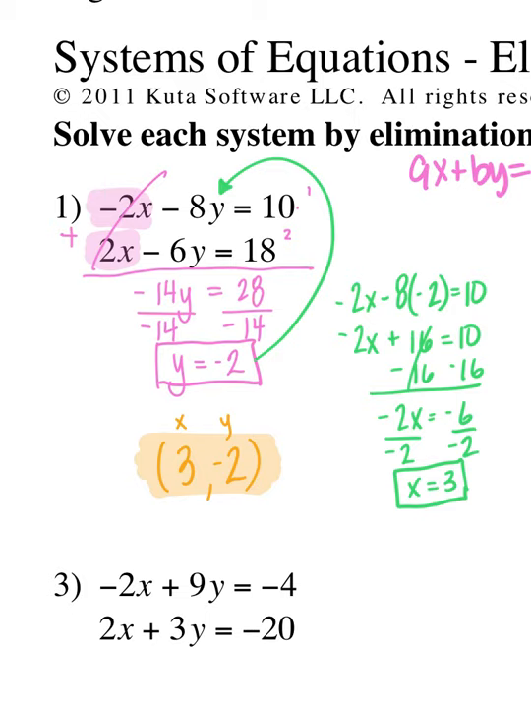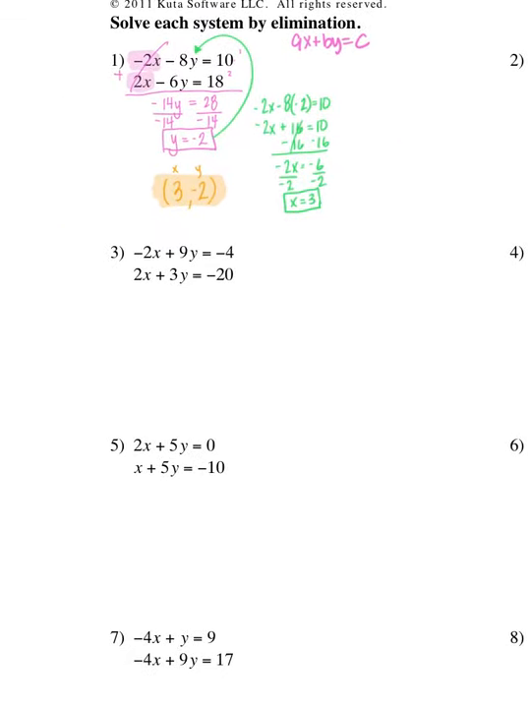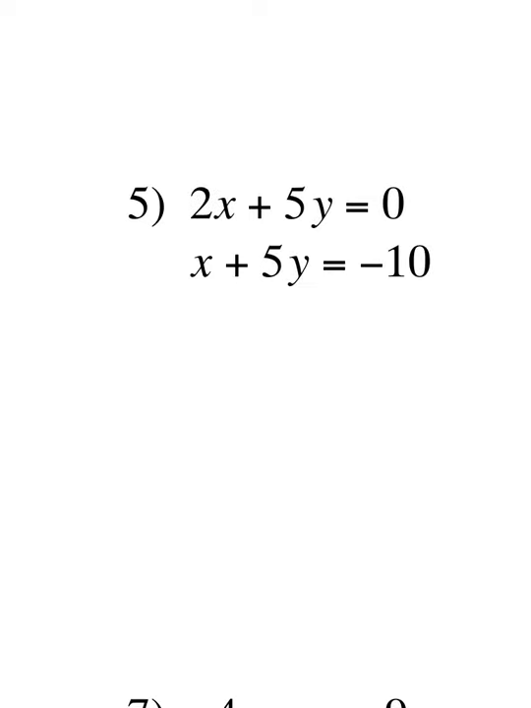Okay, let's look at another one here. Let's see if there's one that doesn't quite cancel out. If we look at number 5, I have 2x plus 5y equals 0 in my first equation, put a 1 there. And then in my second equation, I have x plus 5y equals negative 10. Both of them are in standard form, so I don't need to do anything here. But if you look, I have a positive 5y in the top and a positive 5y in the bottom. They don't cancel each other out.